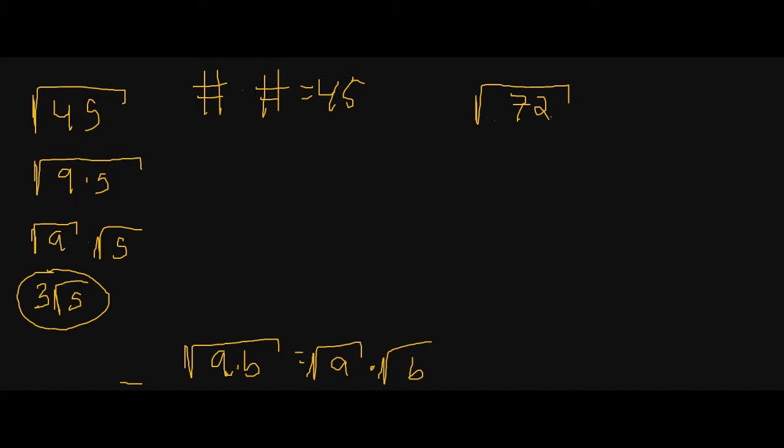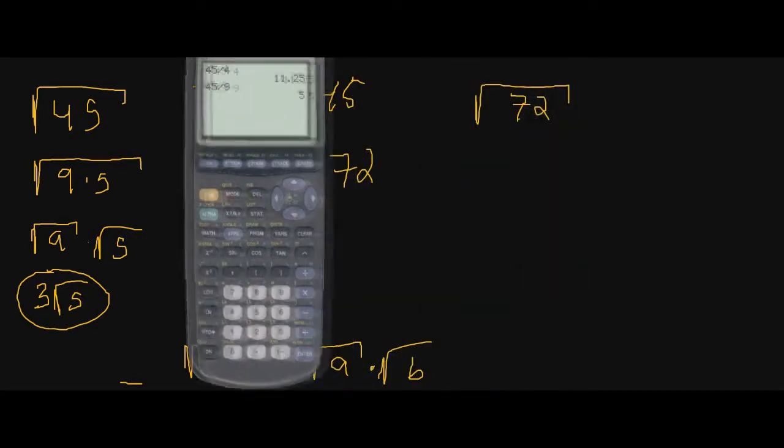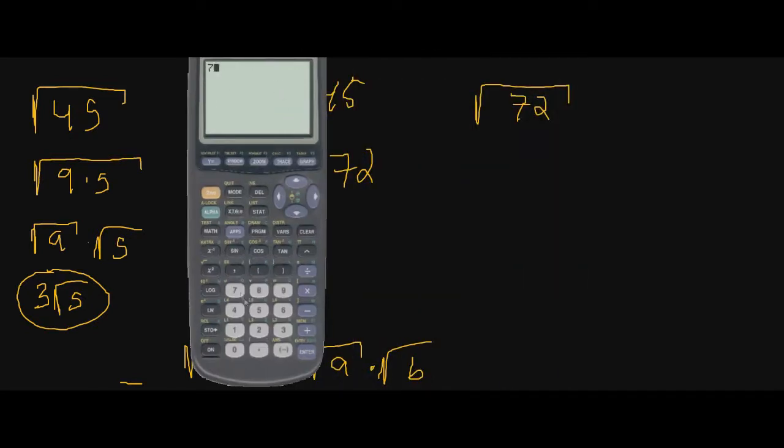So now we go back to 72 here. Again, the principle is still the same. What two numbers multiply to give me 72, but one of them is a perfect square? We want one of these to be a perfect square, like 4, 9, 16, etc. So I'll just grab my calculator, and I always start at the bottom.